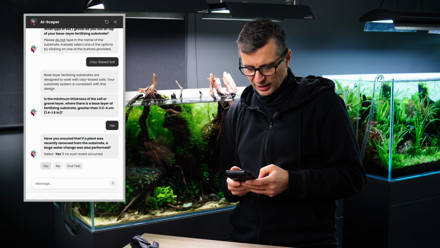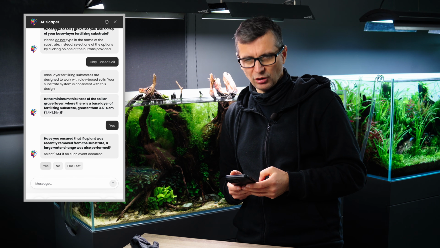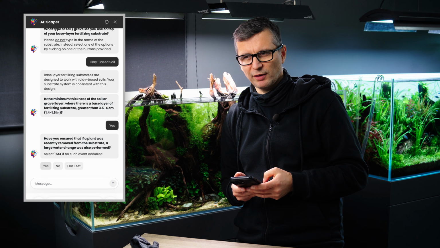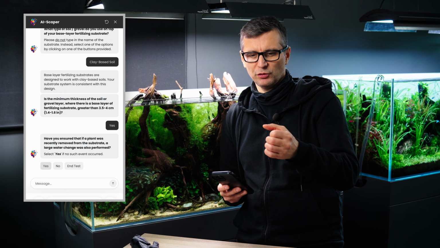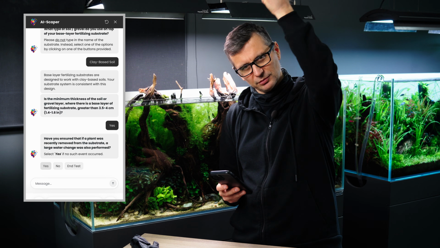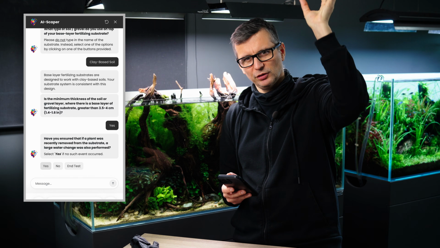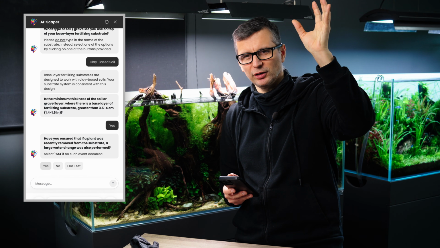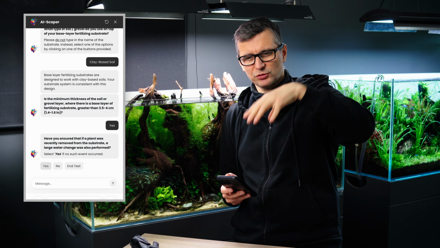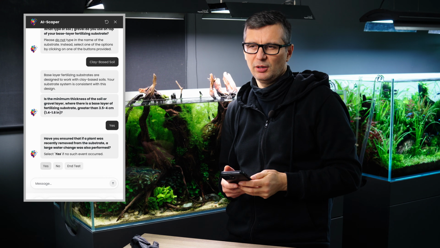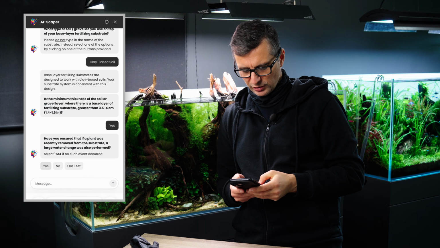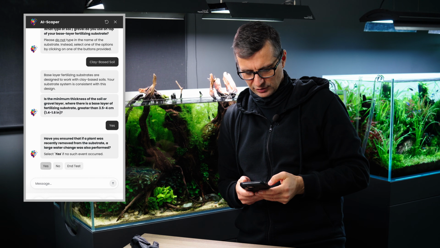Have you ensured that the plant was recently removed and the large water change was performed afterwards? If a plant was removed, the problem is that if you just take the plant and just pull it out, a lot of dust and soil and base layer fertilizing substrate will go and contaminate the water completely with a lot of organics. We don't want to do that, so yeah, no such event has occurred.